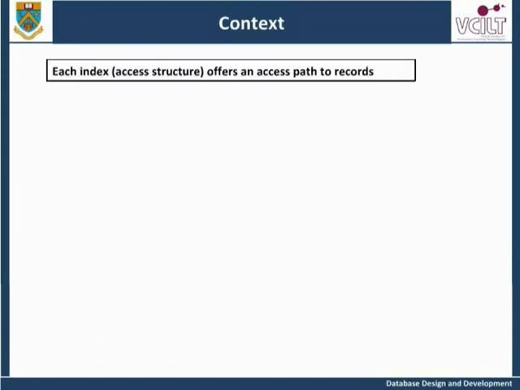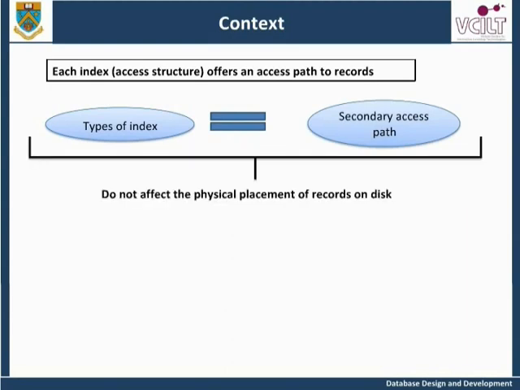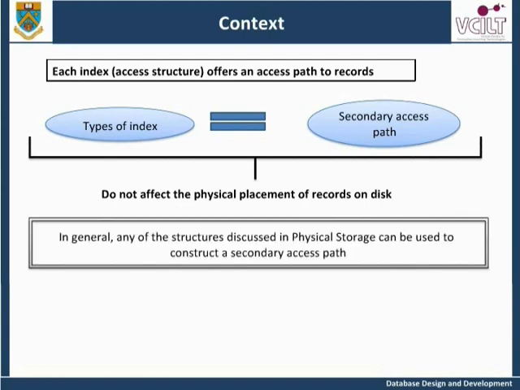Each index access structure offers an access path to records. Some types of indexes, called secondary access paths, do not affect the physical placement of records on disk. Rather, they provide alternative search paths for locating the records efficiently based on the indexing fields. Other types of indexes can only be constructed on a file with a particular primary organization. In general, any of the structures discussed in physical storage can be used to construct a secondary access path.